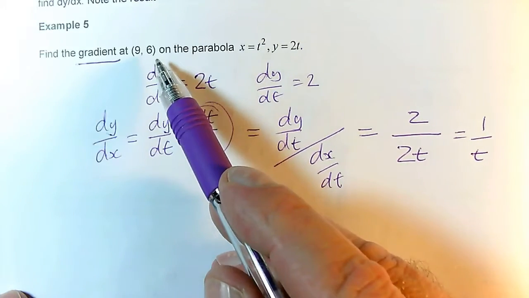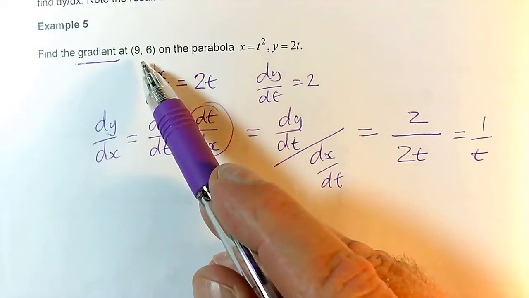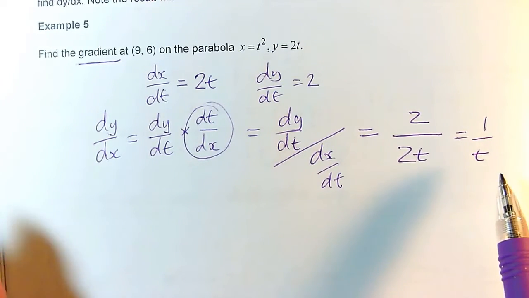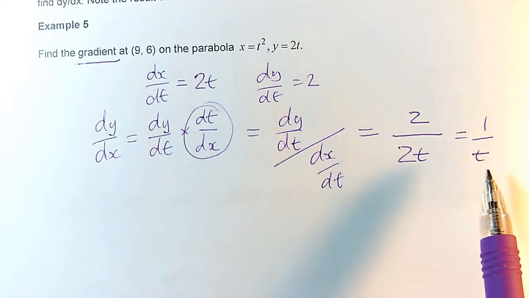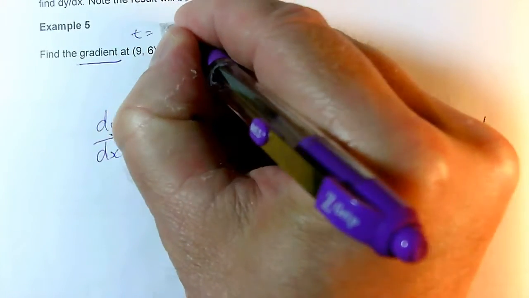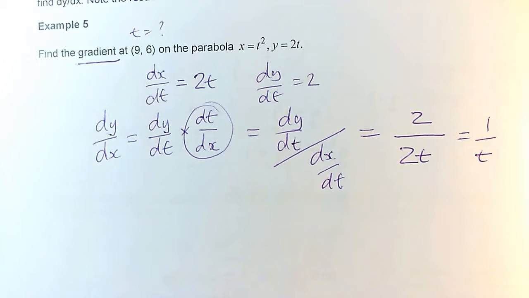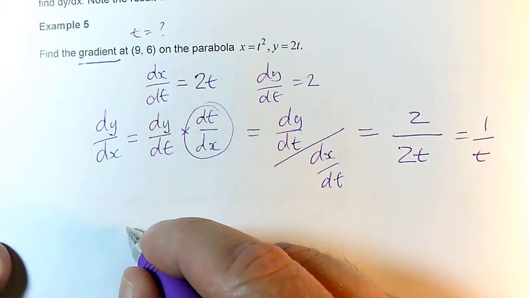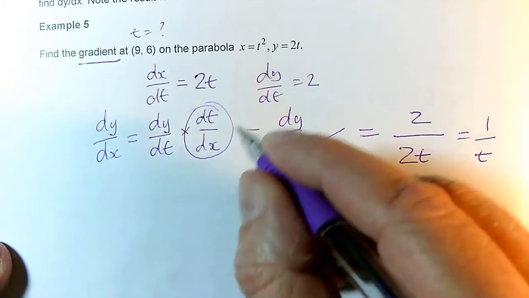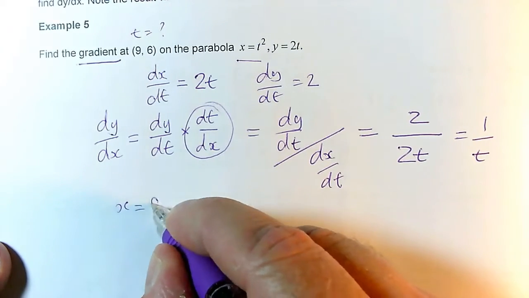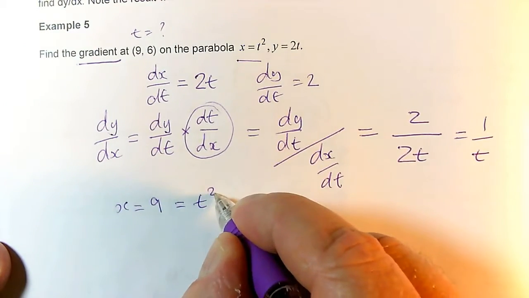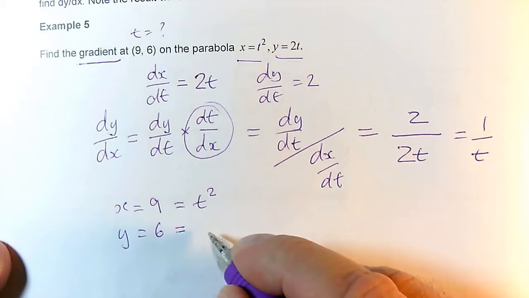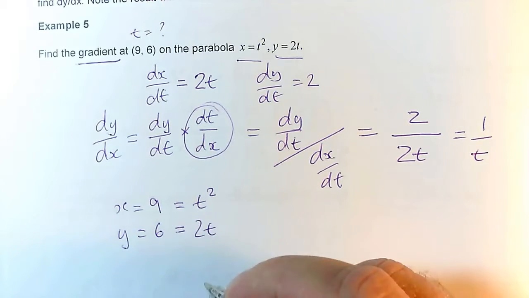So now we've got another puzzle to solve. Normally we'd just put our x value into dy by dx because it comes out in terms of x normally. With the implicit ones it came out in terms of x and y. Now it comes out in terms of t. I need to know what value of t generates this point. Okay, so how do I get the point 9, 6? Well, I need my x to be 9, so x is 9. That's got to be my t squared value, and y, which is 6, has got to be my value of y, which is 2t. So I could attack either of these first.